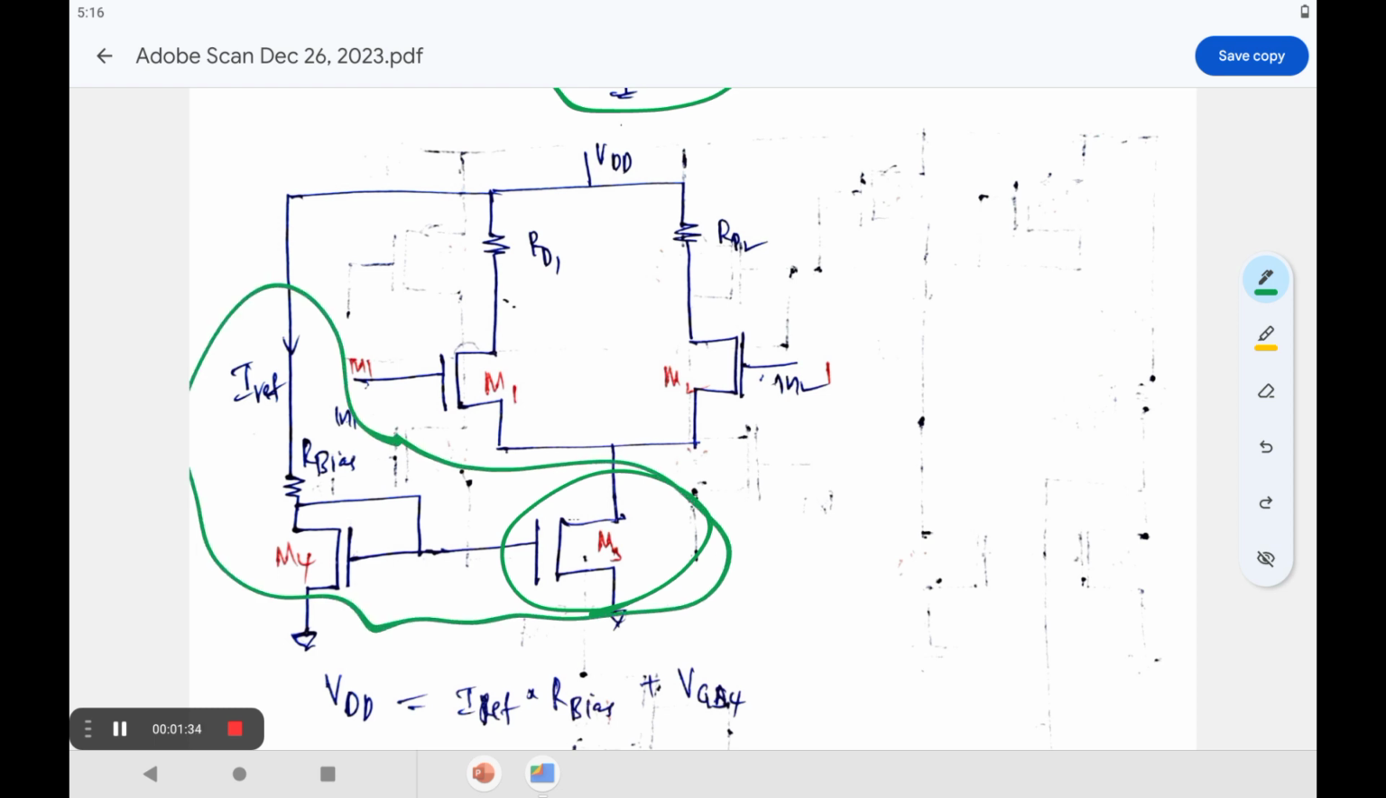Obviously, I think all of you have some basic idea about this. You just have to replace this RT value with the current mirror circuit. You will get a constant current value. Therefore, it reduces the common mode gain. So that is the basic agenda for this one.